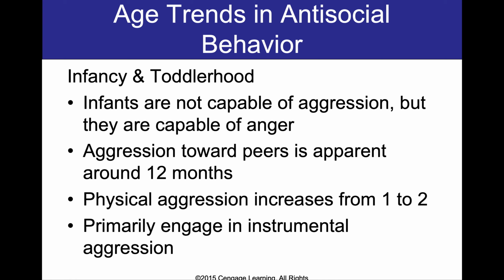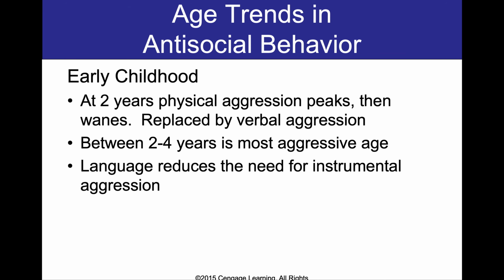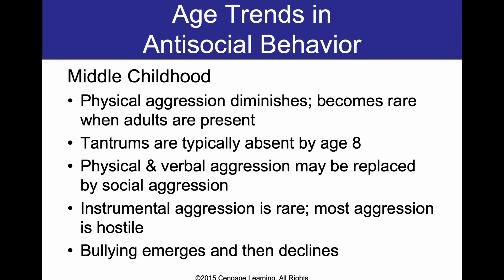Aggression towards peers is apparent around the age of 12 months, and the physical aggression increases from the ages of 1 to 2 years, and they primarily engage in instrumental aggression. In the early childhood years, by the age of 2, the physical aggression peaks, then it tends to wane off. It's replaced by verbal aggression at that point. Between the ages of 2 and 4 years old, the child becomes most aggressive. And language reduces the need for instrumental aggression.